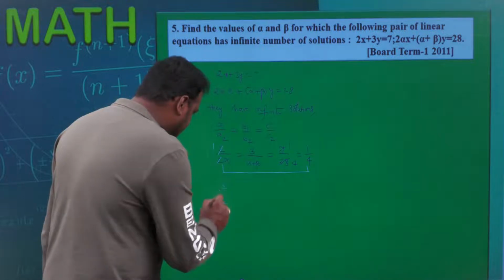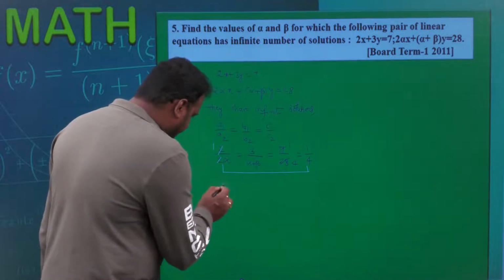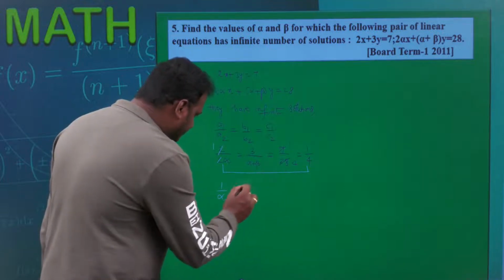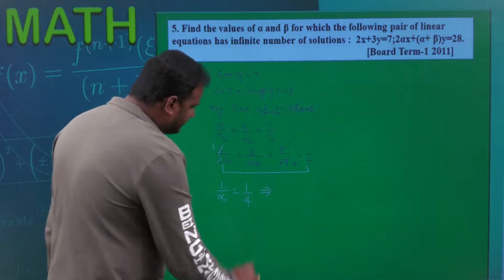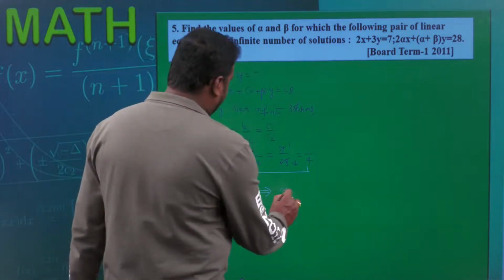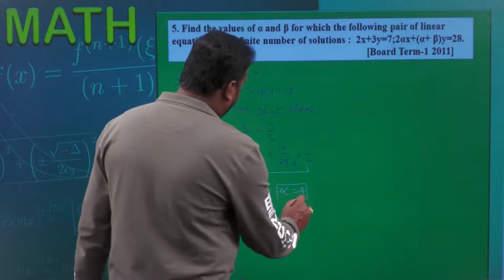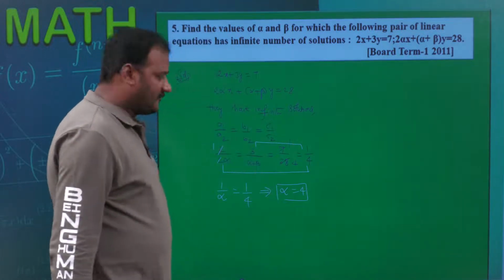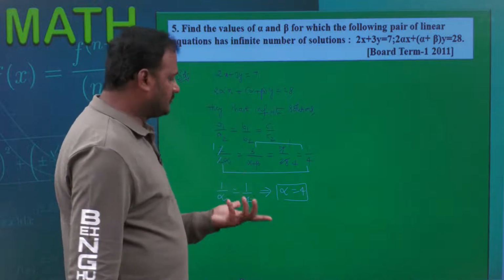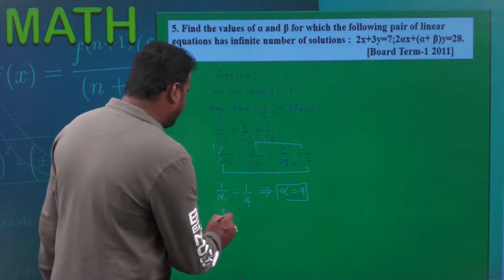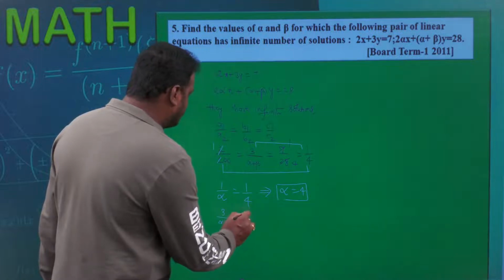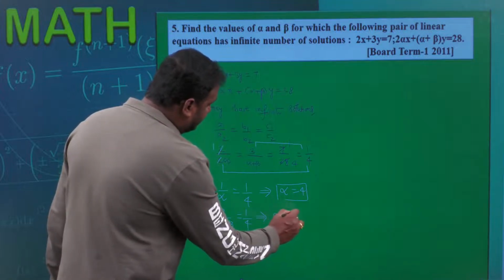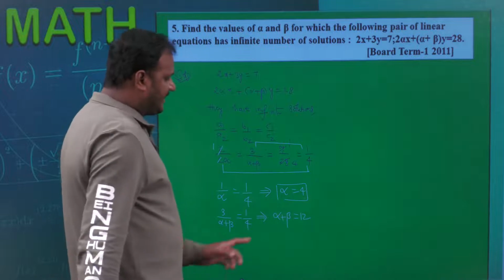2 and 2 get cancelled. So I am going to write this as 1 divided by alpha is equal to 1 divided by 4. Then what is the value of alpha? Alpha is equal to 4. Okay. So in order to find the value of beta, now I am going to equate these two. Of course you got the value of alpha, so you can use this one also. This is 3 divided by alpha plus beta is equal to 1 by 4. That implies, by cross multiplication, alpha plus beta is equal to 4 3s are 12. But alpha is equal to 4, right?